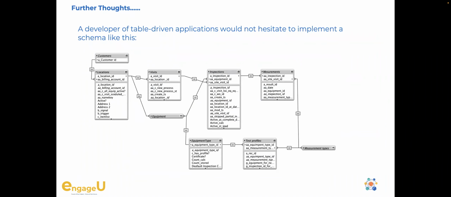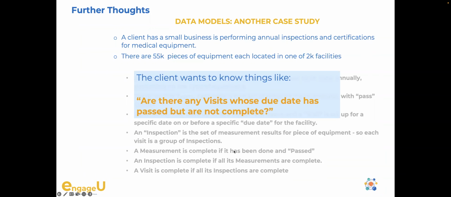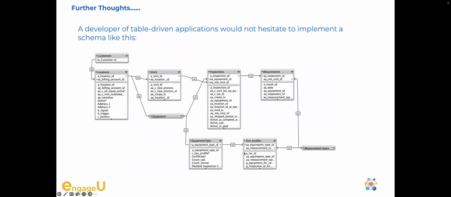There's no need to look at this, but this is a table-driven structure that a SQL type or FileMaker developer might use. A customer has locations, there are visits set up, there's equipment, there's the equipment type, test profile. Sorry, I keep messing with my mouse. The test profile is based on the equipment type, is the set of measurements that need to be used. Each measurement is a measurement type, and that measurement type has a list of measurements that have to be made. The test profile says what measurements are going to be used, but also what the pass criteria are. And then each inspection has a set of measurements. So all this stuff links together.